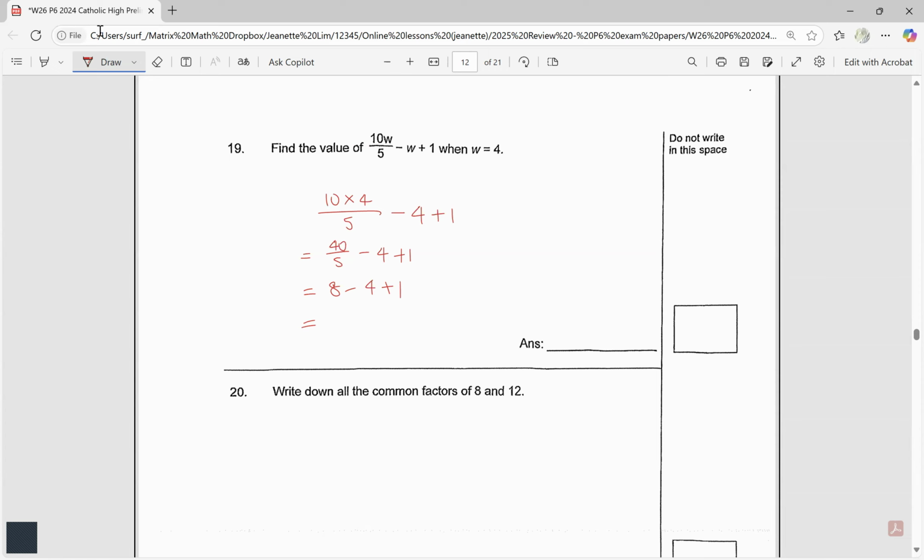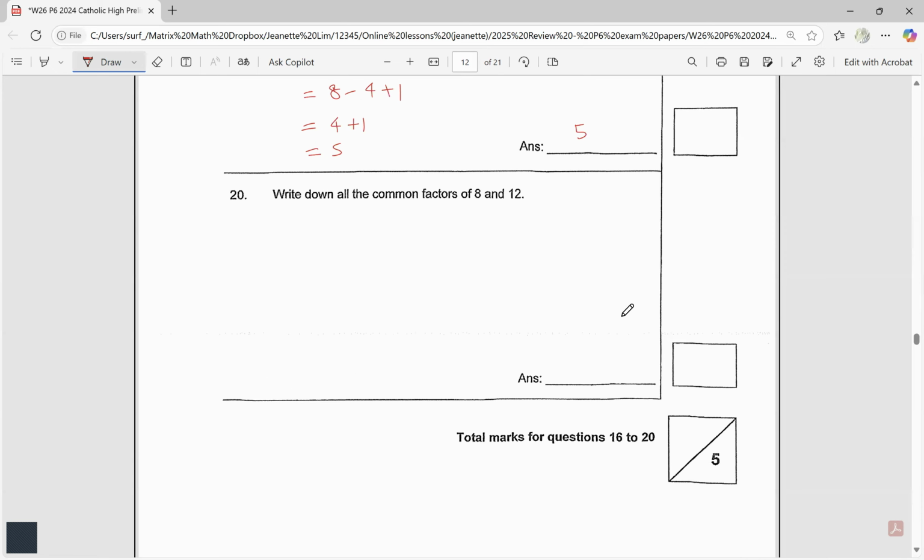Now, a common error is that students may take 4 plus 1 first, which you get 5, but actually that's wrong, because if you have a minus and a plus, you have to do from left to right. Okay, so 8 minus 4 first, which is 4. Then you add 1, which is 5. So answer 5. So if you had taken 4 plus 1 first, that's 5, right? You end up with 8 minus 5, which is 3. That's wrong. Do from left to right if you have both plus and minus.